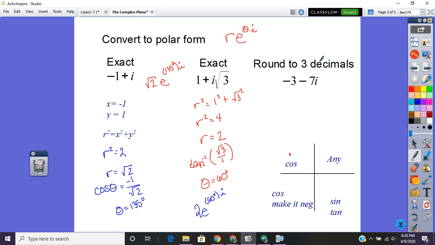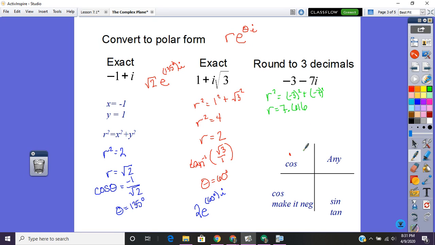Now over here, it says round to 3 decimals. So we can find our r. Throw a whole different color in here. So our r is going to be negative 3 squared plus negative 7 squared. So 9 plus 49, and then the square root of that. So our r to 3 decimals will be 7.616.